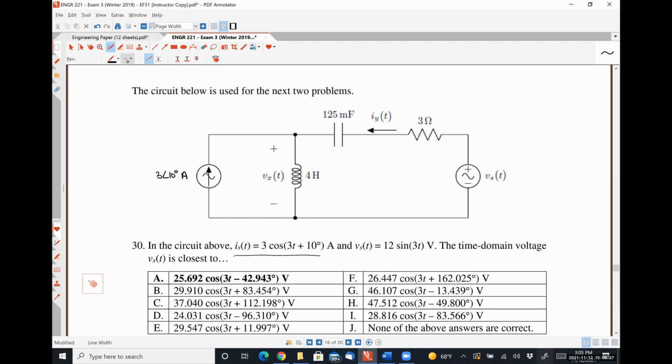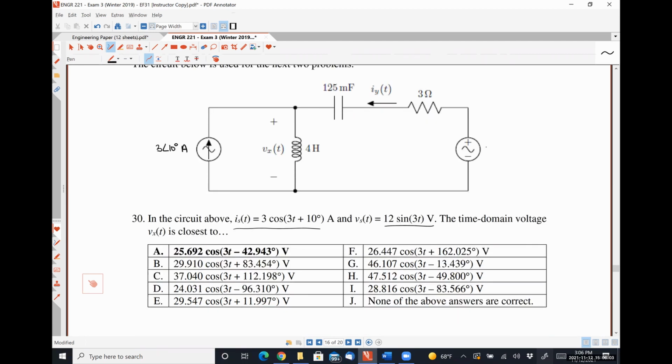Let's do the same thing for the source on the other side, this voltage source. If Vs is 12 sine 3t volts, what would the phasor domain or frequency domain representation be? 12 angle negative 90 degrees. Wonderful job on catching that I put a sine there, not a cosine, so that you needed to do a conversion.